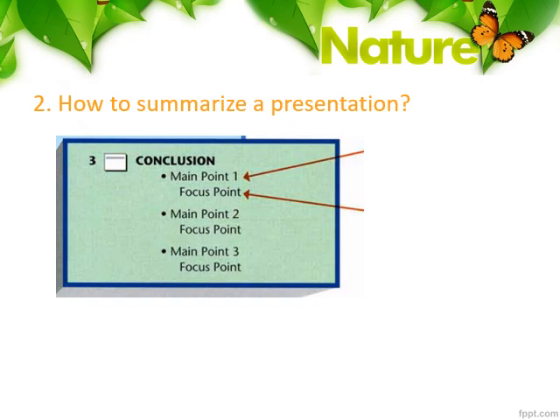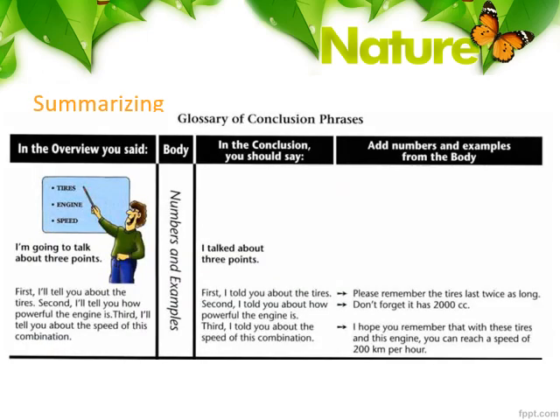Still don't know what to do? Let me give you an example. This is how your summary will look like. Now, for example, in the overview, you said that I'm going to talk about 3 points. First, I'll tell you about the tires. Second, I'll tell you how powerful the engine is. Third, I'll tell you about the speed of this combination. Then you have a body with lots of numbers and examples to illustrate the 3 main points.